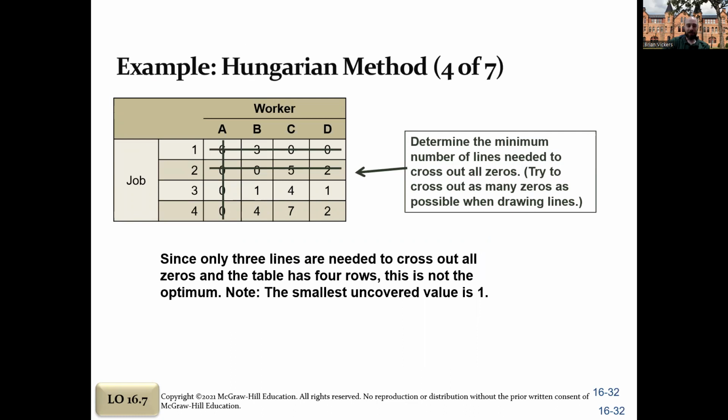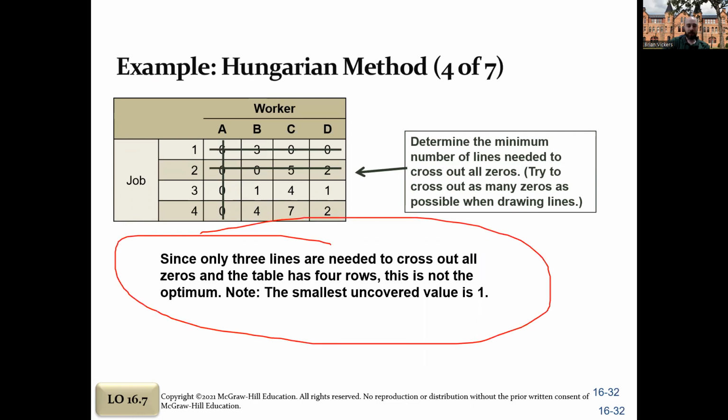So what you do, and this is the only step that is tricky. Since only 3 lines are needed and the table has 4 rows, this is not the optimum solution. The smallest uncovered value is 1. You look at the smallest number that's not covered by lines, and that's 1: 1, 4, 1, 4, 7, 2. The smallest number of those 6 uncovered numbers is 1.